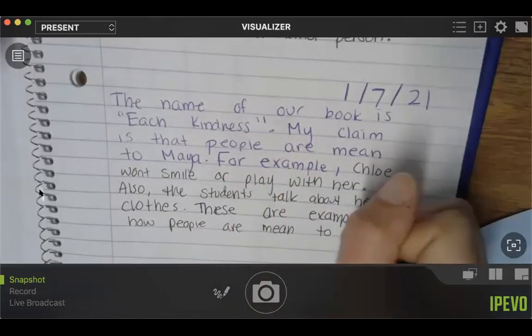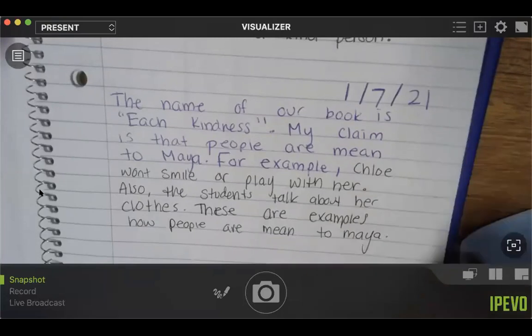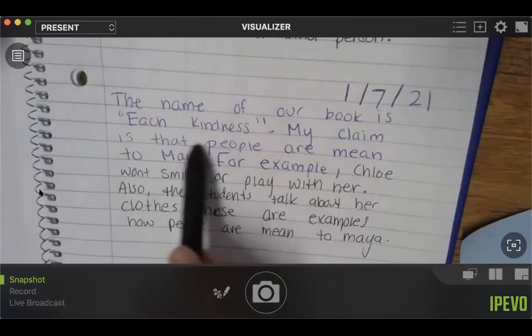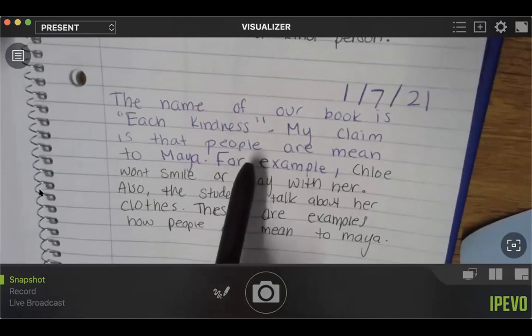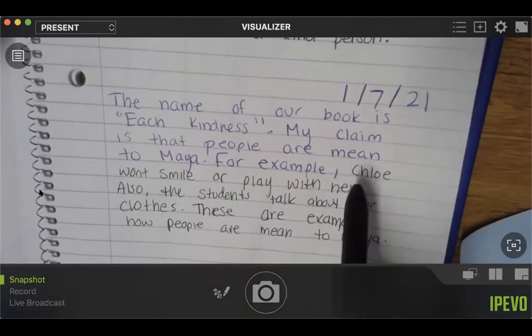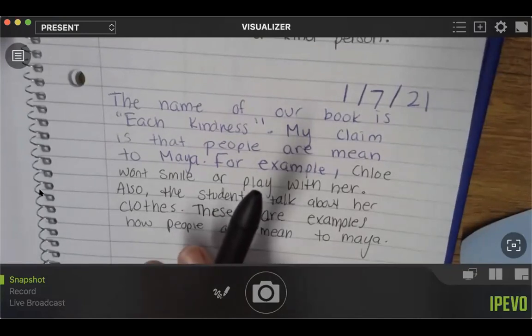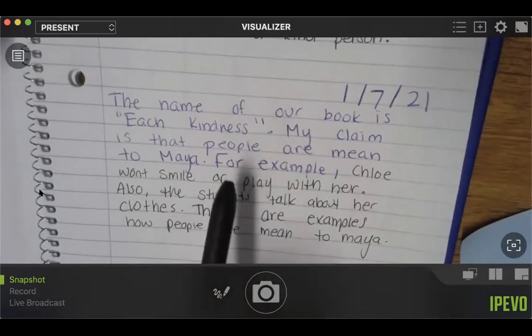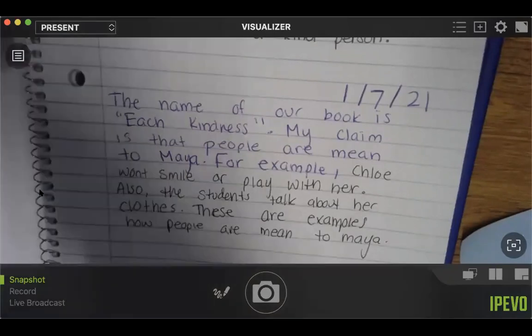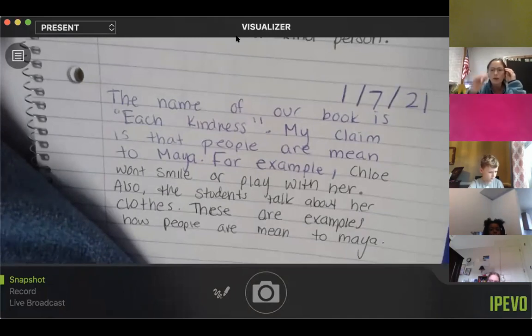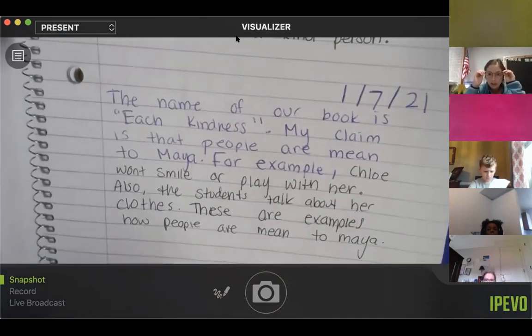Okay. So this is my paragraph from yesterday. We started everything that you see in purple. We did that together. And then you were supposed to come up with 2 examples from the story that showed that people were mean to Maya. That was what you had to do. You had to finish the paragraph. Does anyone want to read their paragraph that they wrote yesterday? Kamaya, you got to talk real loud, sweetie, okay?